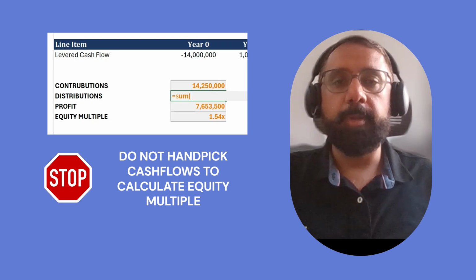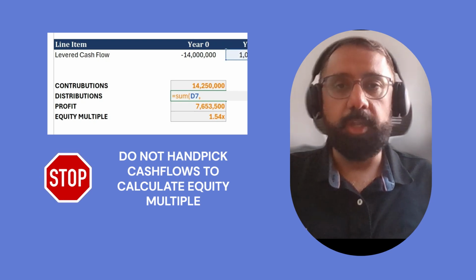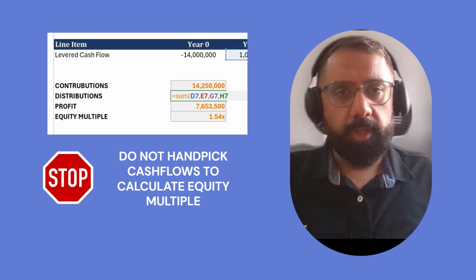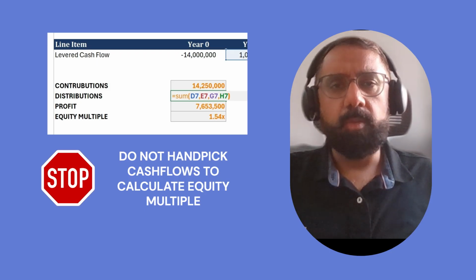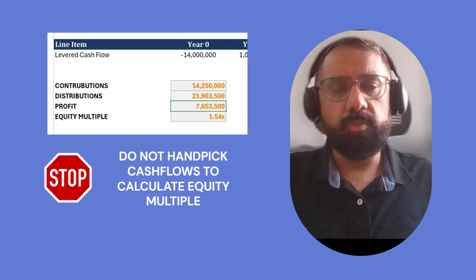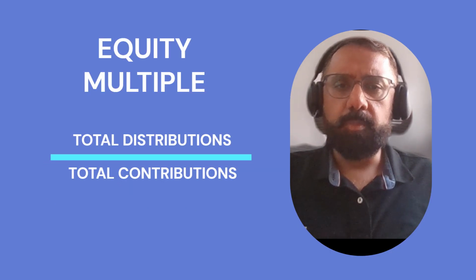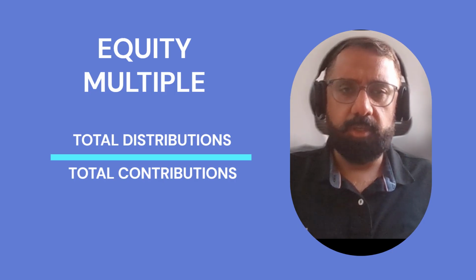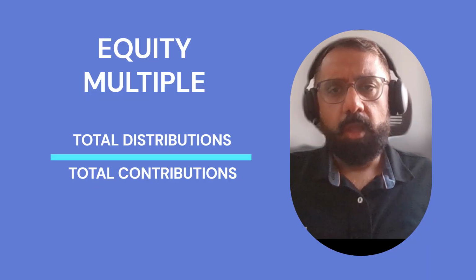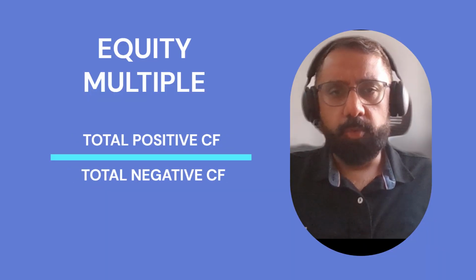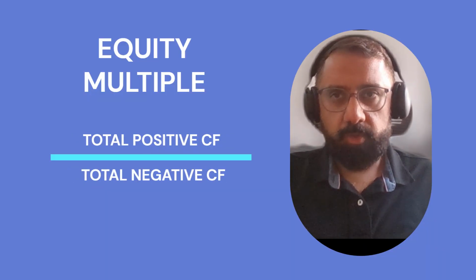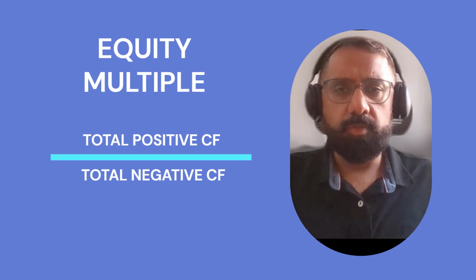Do not handpick positive and negative cash flows to calculate equity multiple. Today, I'll show you a simple SUMIF implementation which enables calculation of the multiple in a clean, robust, and scalable way. For context, equity multiple tells you how many times your invested equity is returned over the life of the deal. To calculate it, it's the distributions, which are the total positive cash flows, divided by the contributions, which are the total negative cash flows.